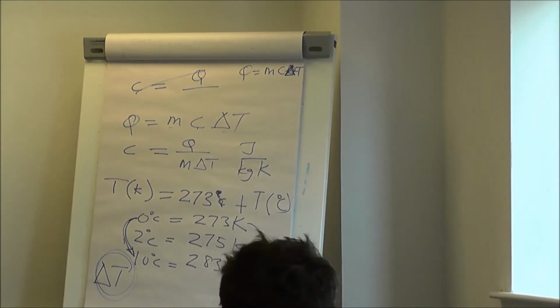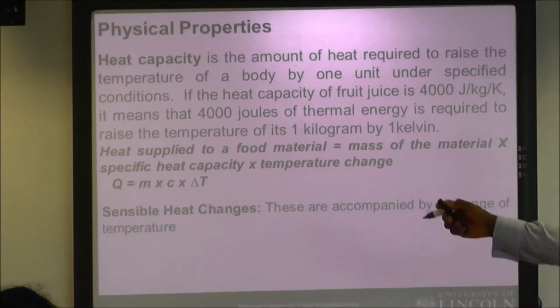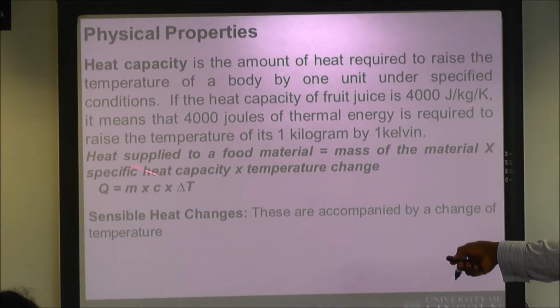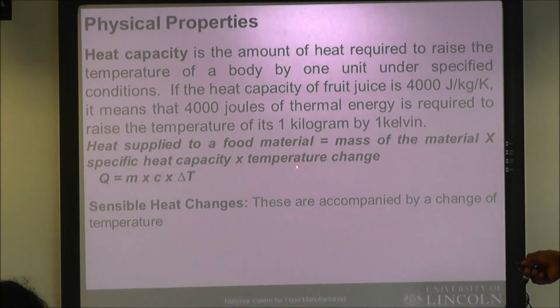Okay. So now, this is the formula. This formula is very important, please. Take note of this formula. Heat supplied to a food material will be the mass of the material multiplied by the specific heat capacity of the material times the temperature difference. That's the formula you need to know. Unfortunately, open book.